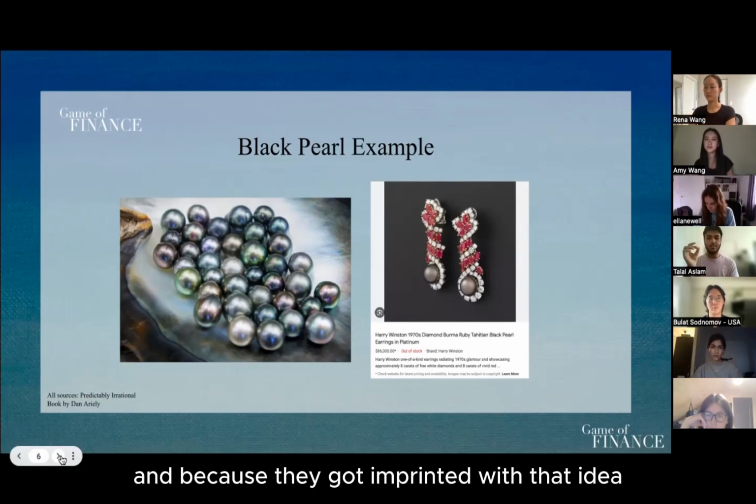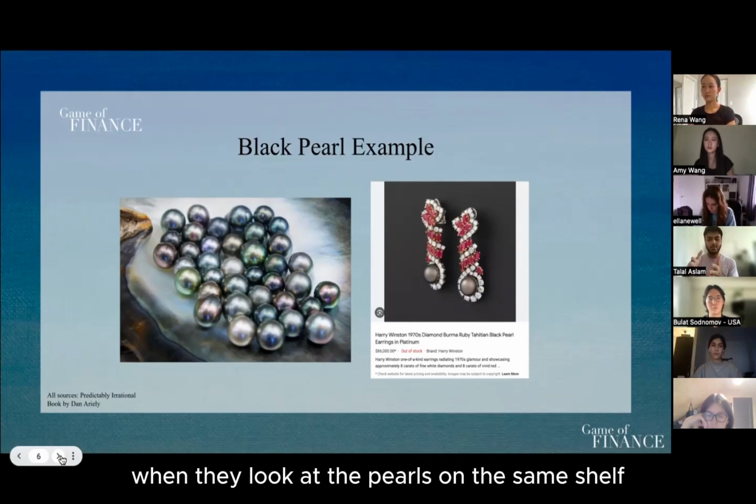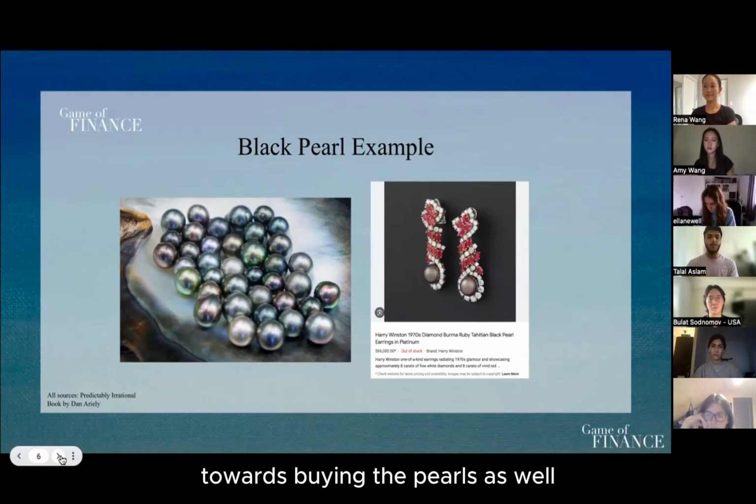And because they got imprinted with that idea from the diamond at first, it carried over to the pearls when they looked at the pearls on the same shelf. And that's why a lot more people were drawn towards buying the pearls as well, which is a really good tactic that a lot of businesses use today.